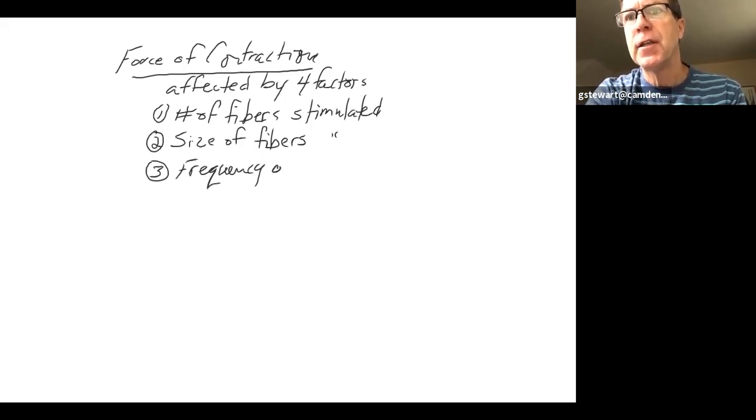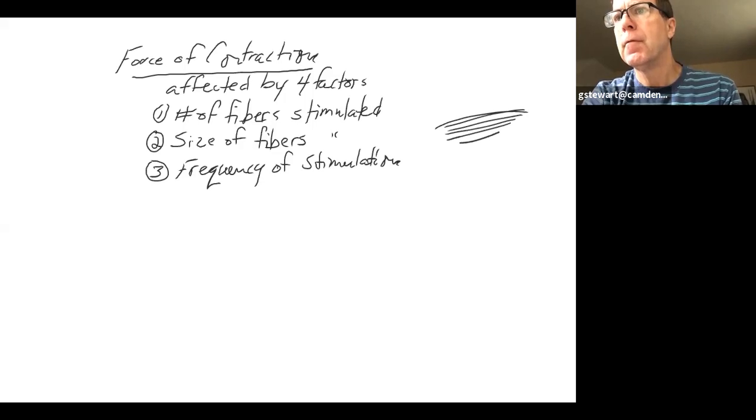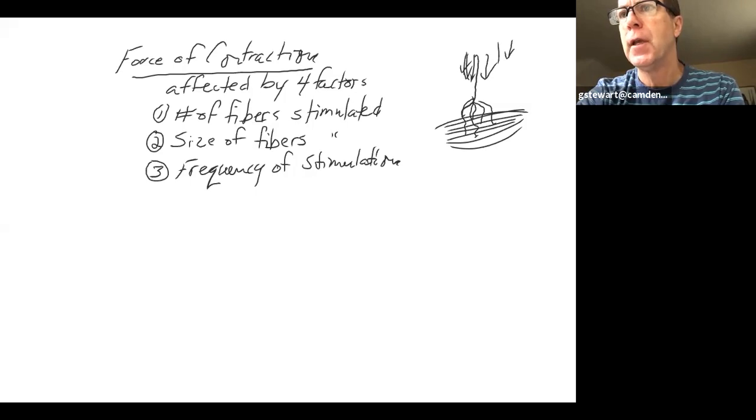Three is the frequency of stimulation. We haven't talked about this much yet because we haven't done the nervous system yet. But if I have a muscle here, and I have a nerve stimulating fibers in that muscle, if I send a nerve impulse to these fibers, wait a few seconds, send another one, wait a few seconds, send another impulse, that's not going to produce nearly as much force as if I send an impulse and then speed up the frequency of stimulation faster and faster. So impulse and impulse, impulse, impulse, impulse. If we increase the frequency of stimulation, that will increase the force of contraction.